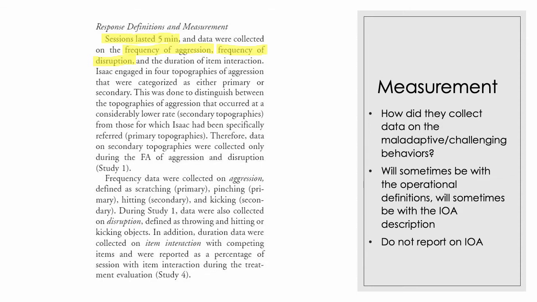Sometimes the articles are more specific and might say they use, for example, a momentary time sampling to estimate the occurrences of the behaviors. You can include information that is this specific and detailed if it is mentioned.